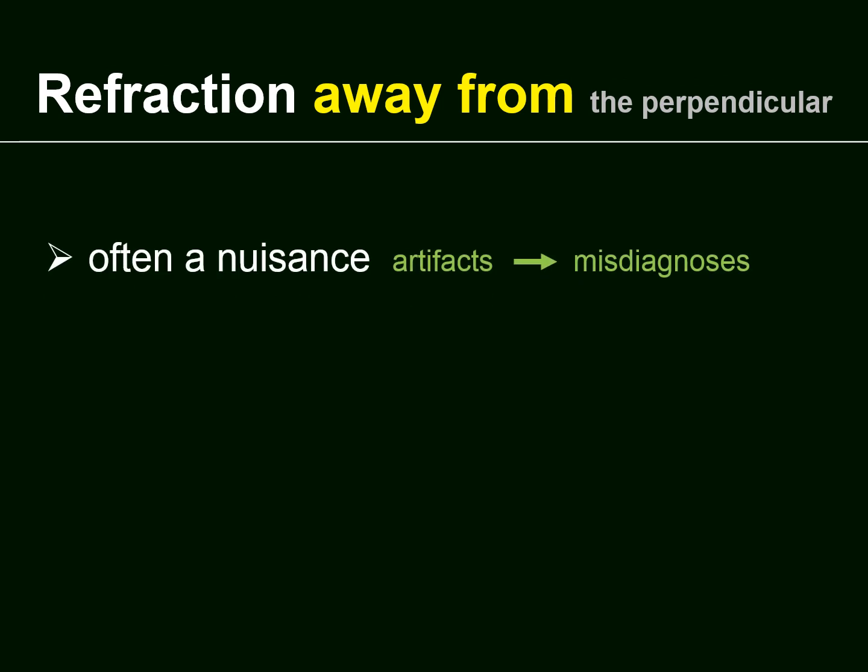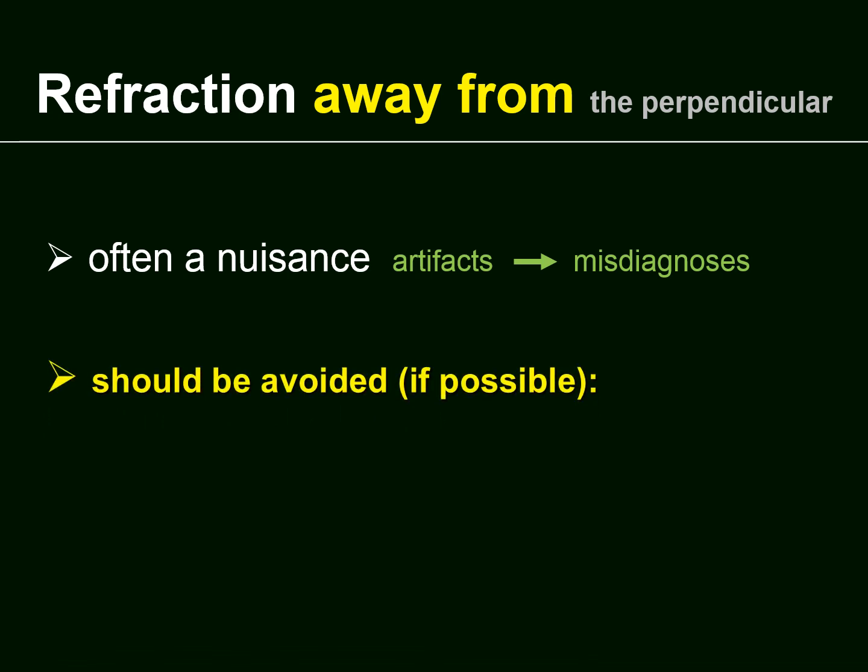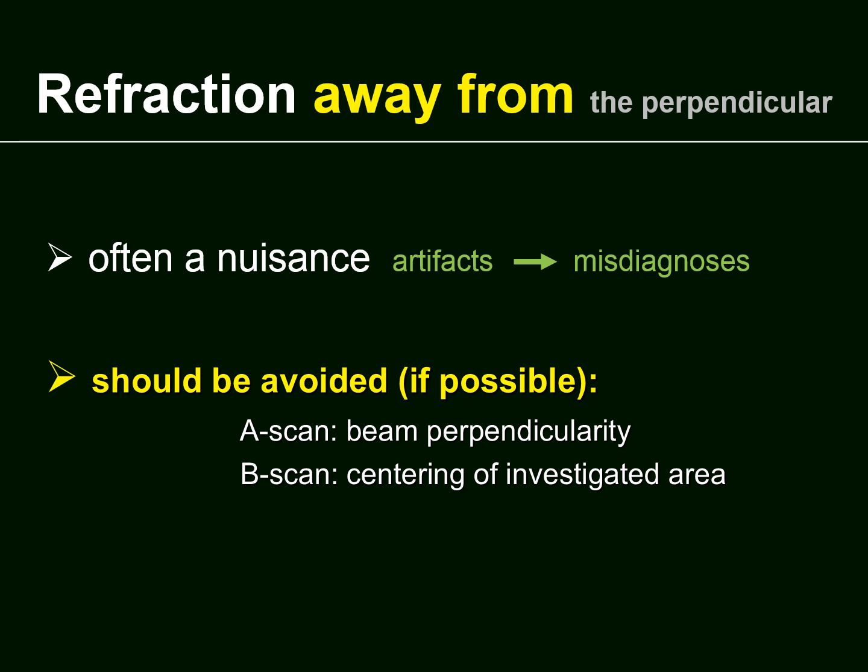Refraction away from the perpendicular is often a nuisance. It causes artifacts and that may lead to misdiagnosis. How do we avoid it? In A-scan it is easy: beam perpendicularity, which is required for large acoustic interfaces in standardized A-scan, avoids refraction entirely. In B-scan, we can center the investigated area that caused the artifact in the B-scan and avoid the obliqueness of the incoming beam.